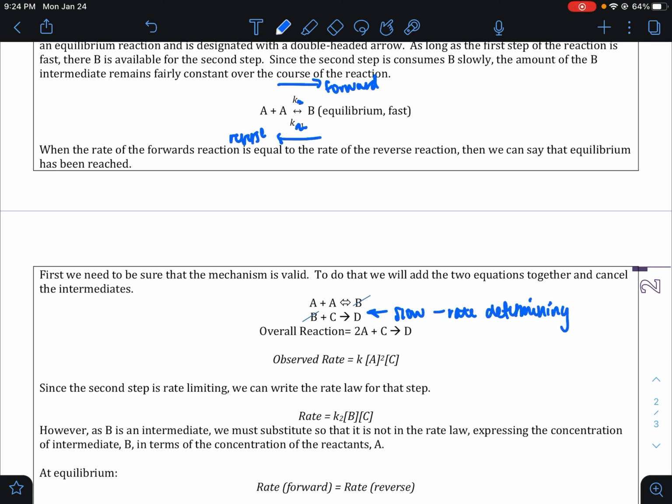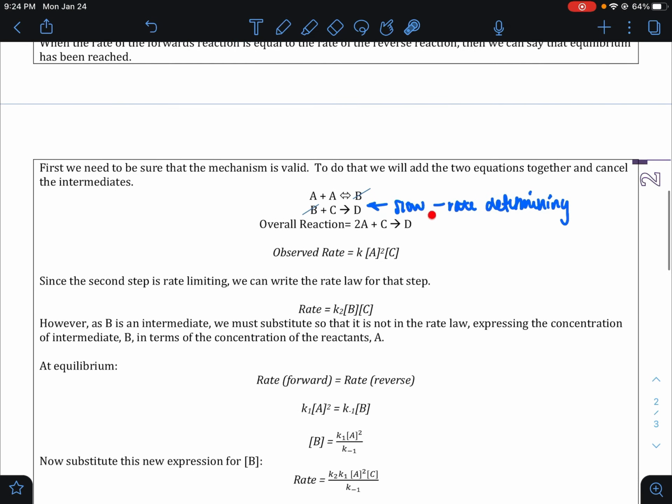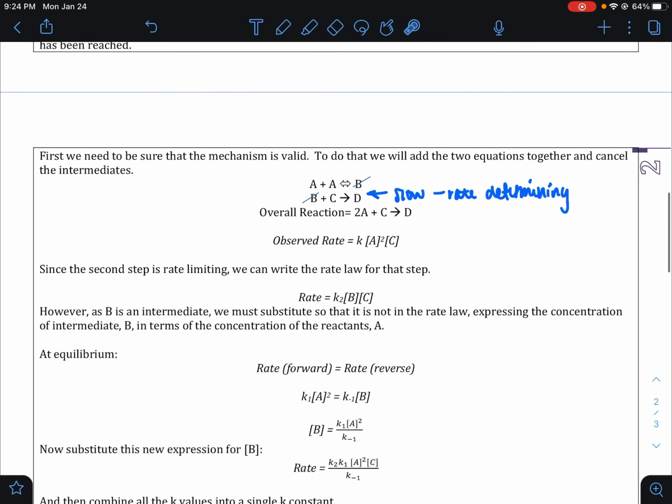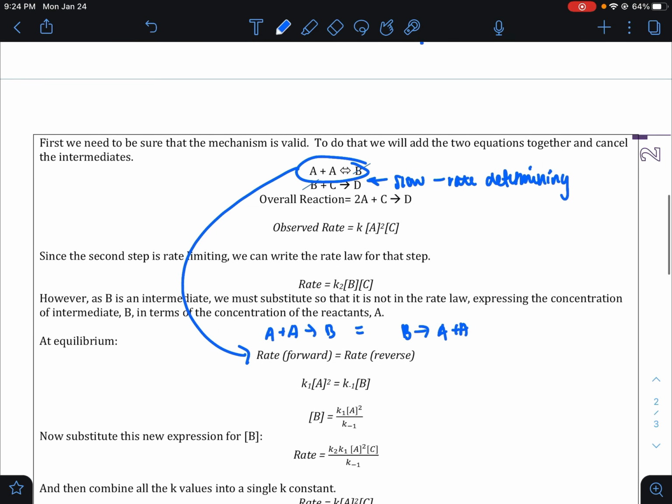Now with this rate determining step, we then have to account for all the steps above it because of the use of this intermediate. So what we do is we ignore that and we first look at that reaction, where the rate of the forward, that's talking about A plus A goes to B, is equal to the rate of the reverse when B goes to A plus A, or 2A.